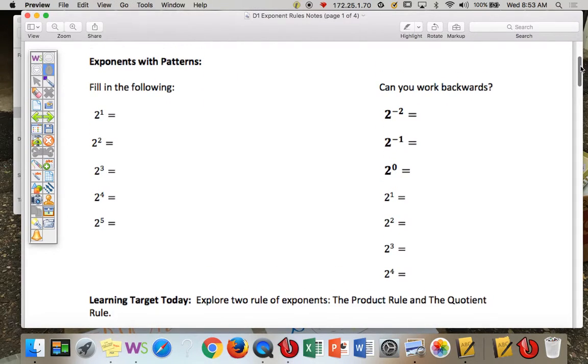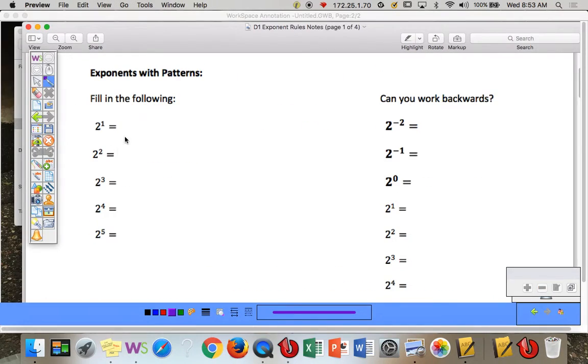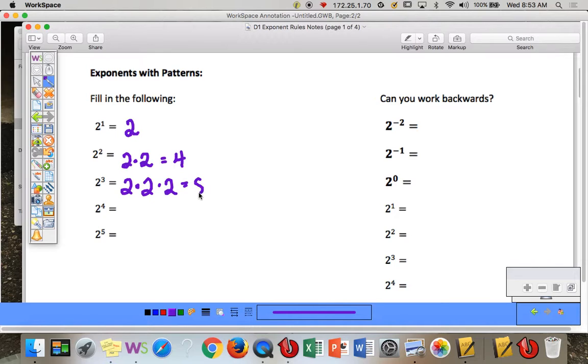So fill in the following. 2 to the first power is just 2. 2 squared is 2 times 2, which is 4. 2 to the third is 2 times 2 times 2. 2 times 2 is 4. 4 times 2 is 8. 2 to the fourth is 2 times 2 times 2 times 2, which is 2 times 2 is 4. 4 times 2 is 8. 8 times 2 is 16.